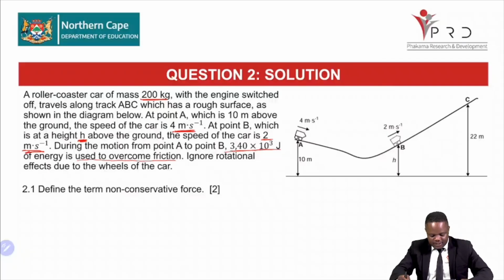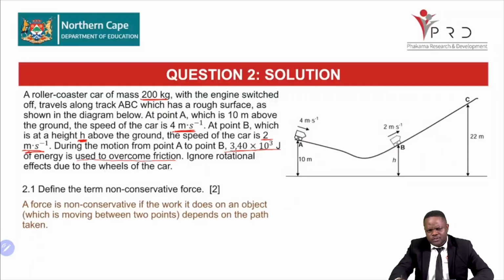Now define the term non-conservative force. Do you see we're meeting this question as is, and these are two separate examination questions from two separate years. So know your definitions, grade 12. We said a non-conservative force is one for which the work that is done by the force on an object depends on the path that is actually taken. Remember that. And then you get your 2 marks.